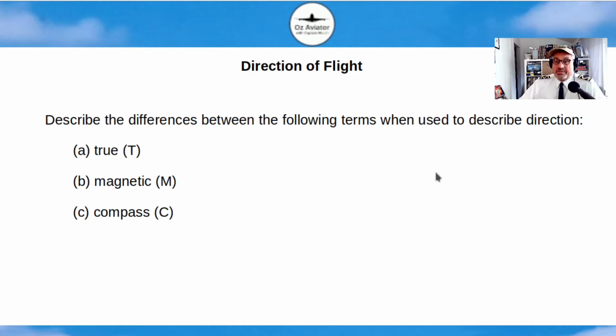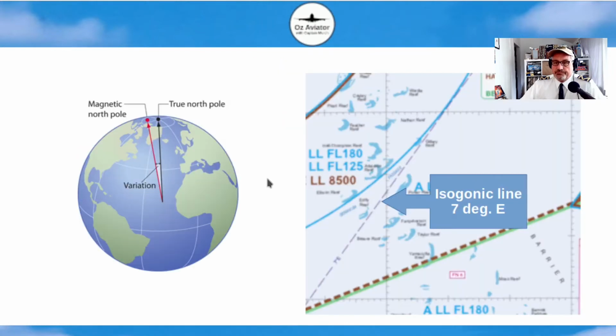Direction of flight, the differences in the following terms used to describe direction: true, magnetic, and compass. So the Earth has a geographical North Pole, also a geographical South Pole, which does not move. It's a position on the Earth which is always fixed, and the lines on the map are always drawn in relation to that true North and South Pole.